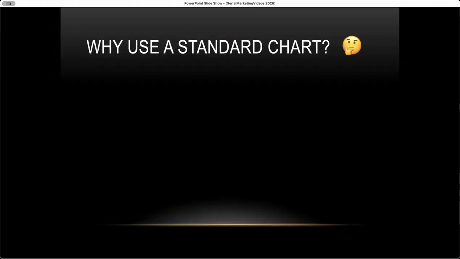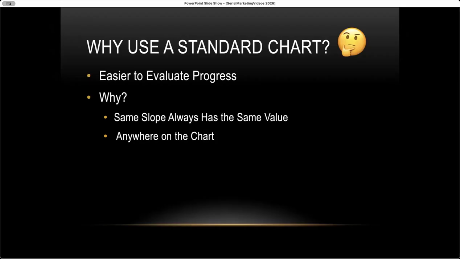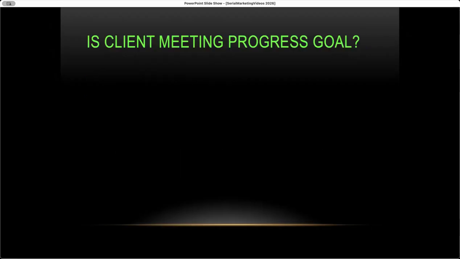So why do we use a standard chart to evaluate acceleration efficiency? It's easier to evaluate progress because the same slope always has the same value anywhere on the chart. Just compare the student's progress slope to the goal slope. Here's some practice for you. Is the client meeting the progress goal? Example 1. Progress goal is the blue line that's going up. The client's progress, actual client progress, is the green line going down. Is the client meeting the progress goal?